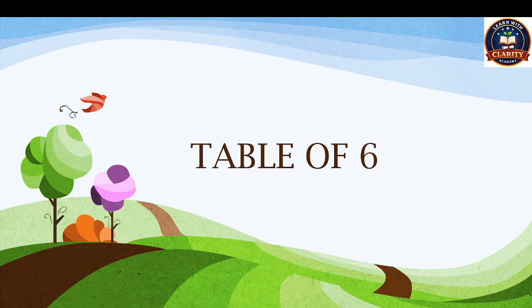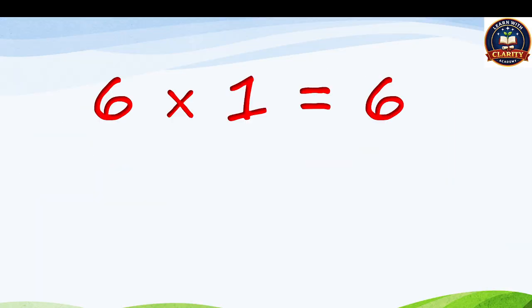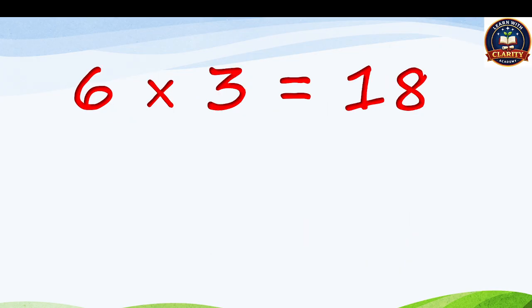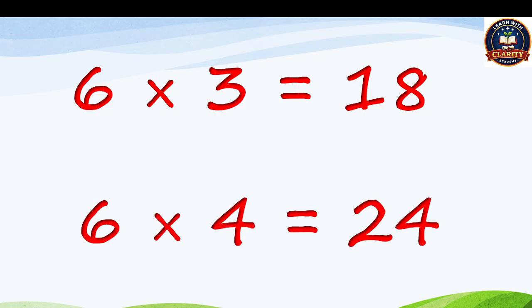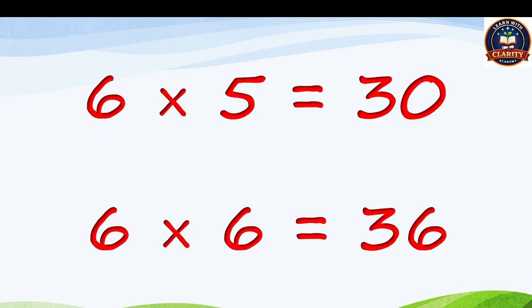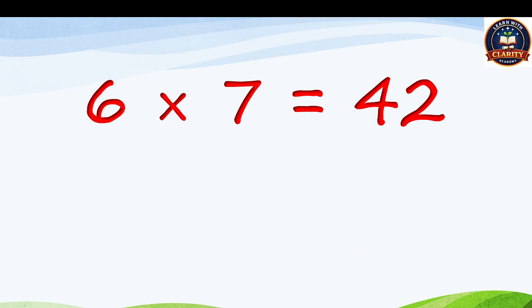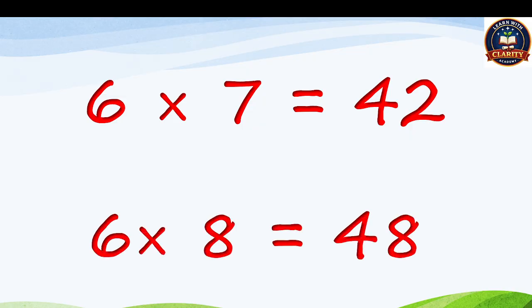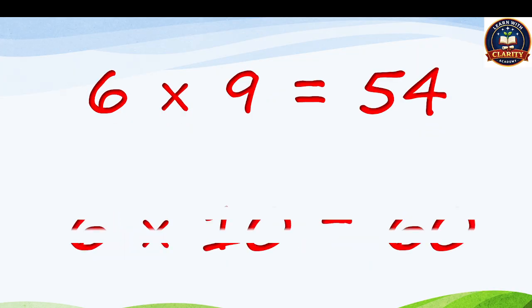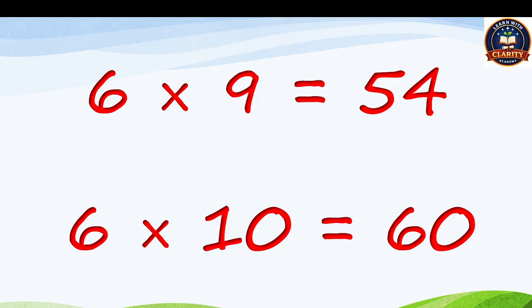In today's class, we are going to learn table of 6. 6 ones are 6, 6 twos are 12, 6 threes are 18, 6 fours are 24, 6 fives are 30, 6 sixes are 36, 6 sevens are 42, 6 eights are 48, 6 nines are 54, 6 tens are 60.